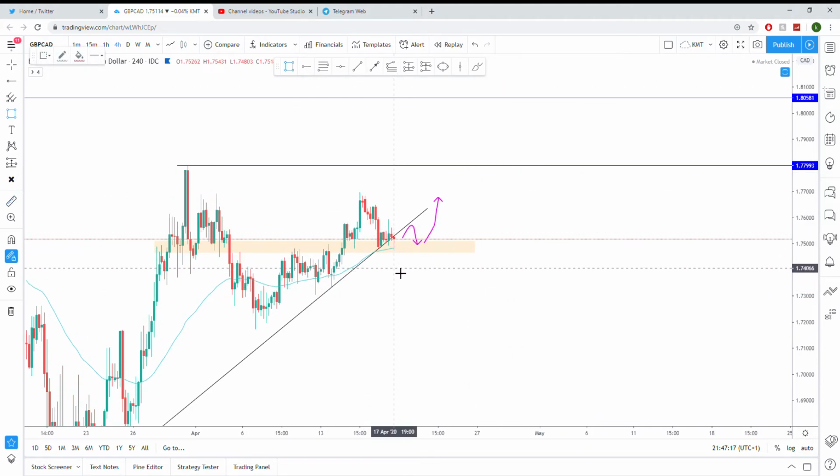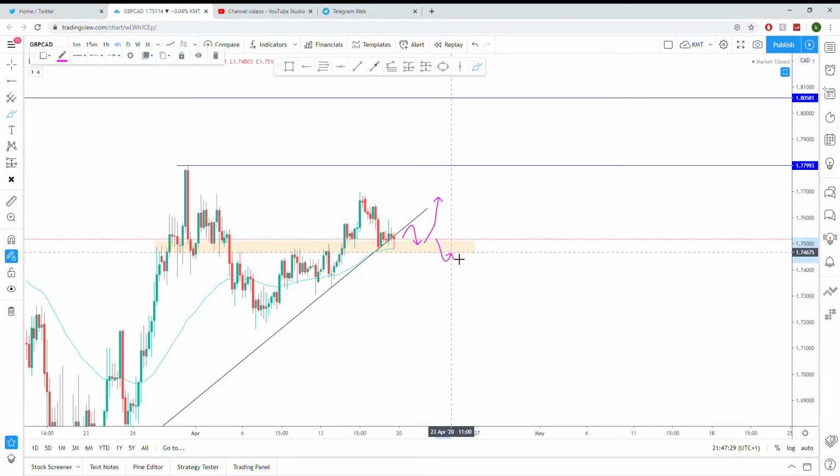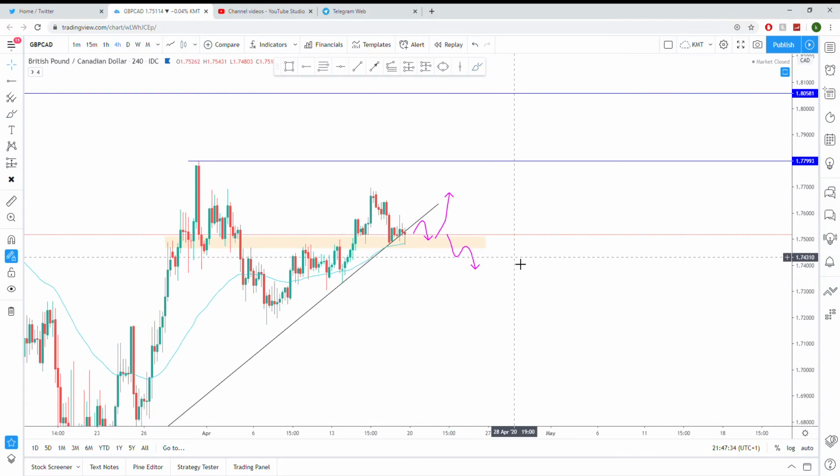If we do break below, however, we could be looking at a momentum shift as well. So this one is also quite tricky to watch for. So I would highly advise just to wait for a clear direction to find out. Of course, we will update the pair for you. But in terms of aggressive traders, I would stay patient with this one, just purely based on the fact that once we go below this zone and break it, we will be looking at a potential switch in momentum.